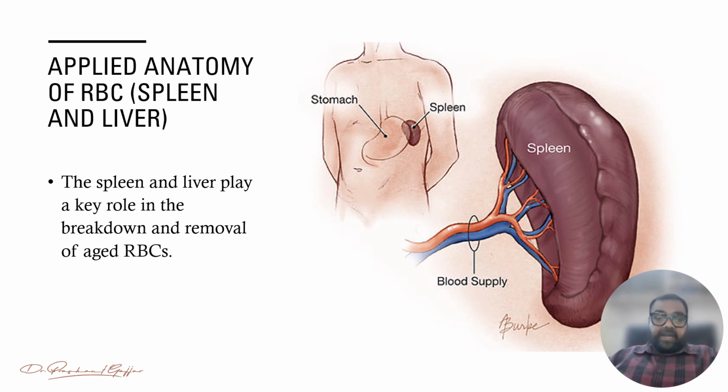Right, now let's see the physiology. The main physiology of the RBC is that it facilitates the hemoglobin in carrying oxygen from the lungs to the tissue, right?